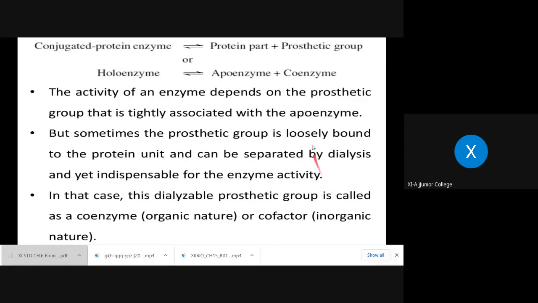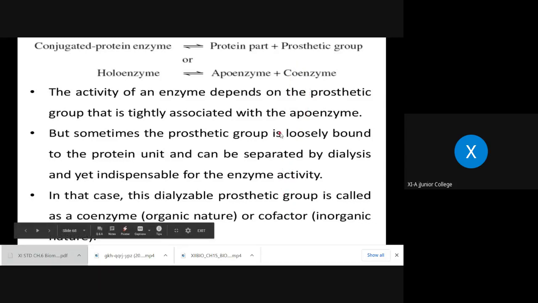Now, just now I was mentioning what this prosthetic group is. The prosthetic group may be a coenzyme. That means it is the organic group which is tightly bound to the protein part. But the prosthetic group can also be an inorganic molecule, inorganic in nature, bound to the protein part, that means the apoenzyme part, but loosely bound. So that is called a cofactor.